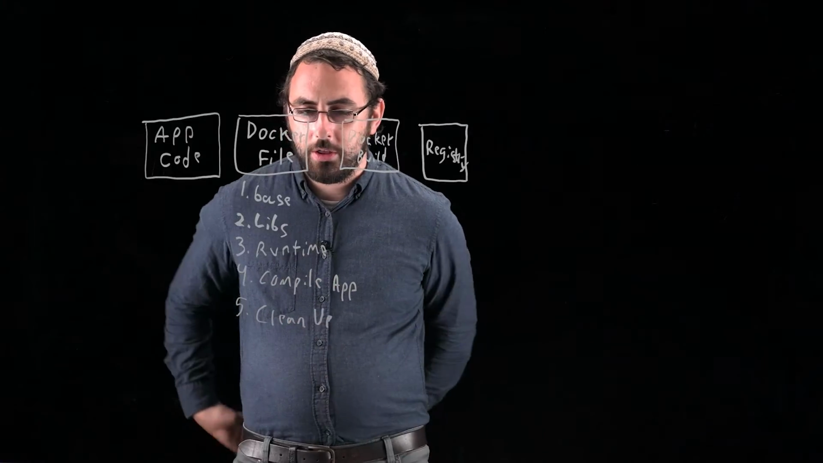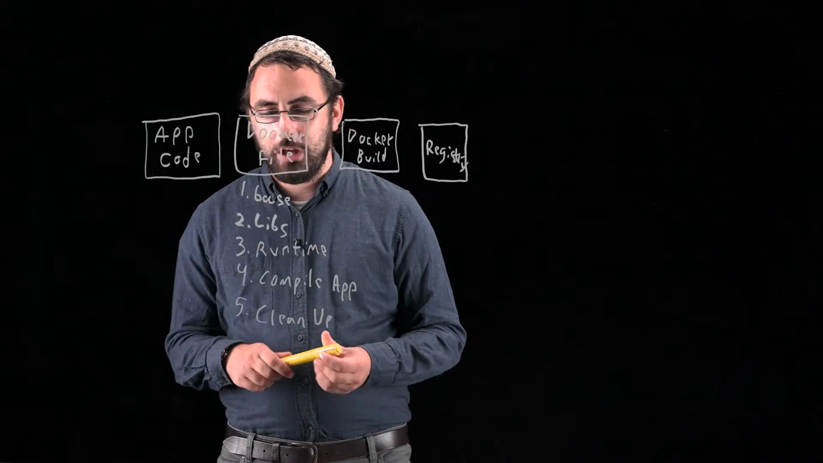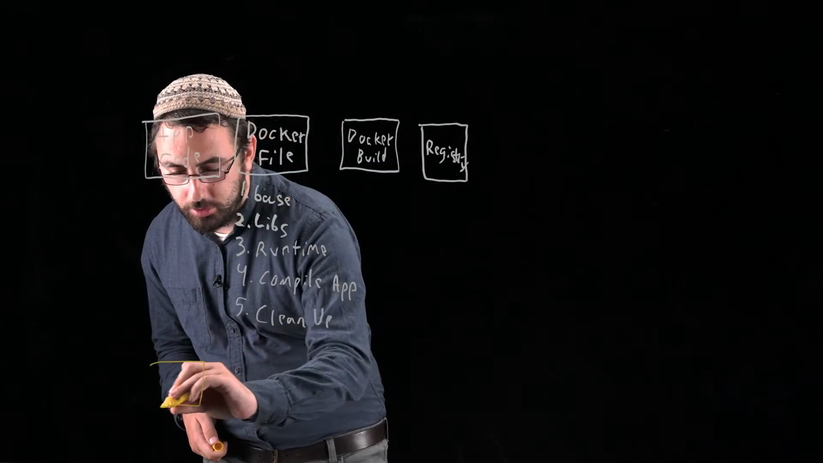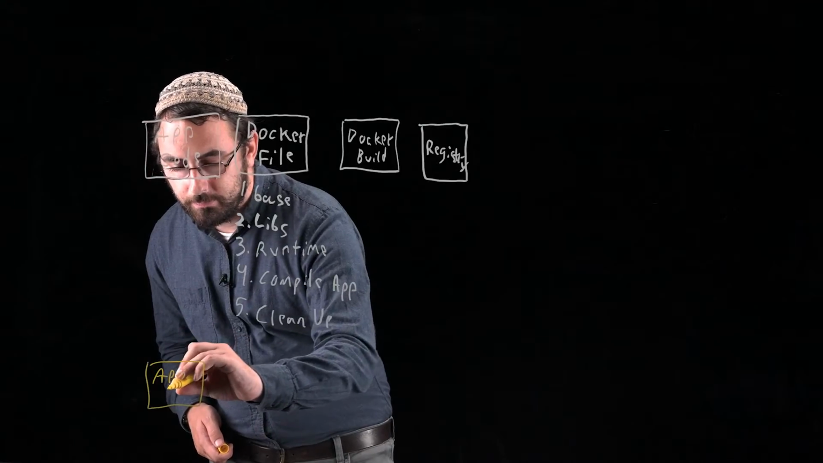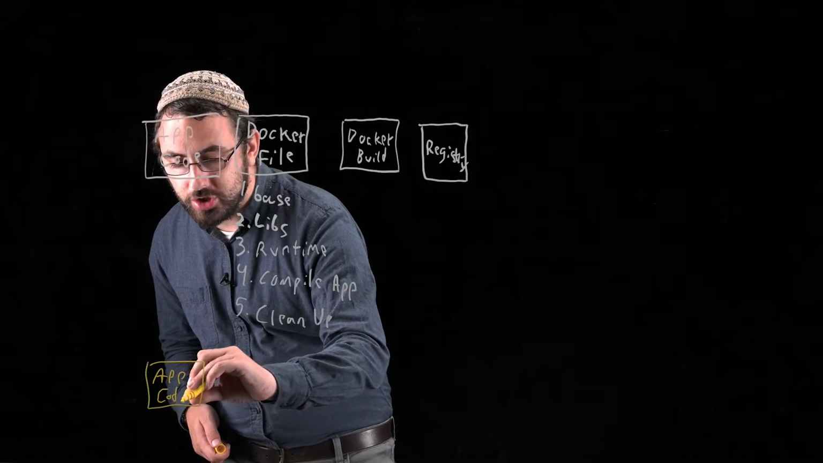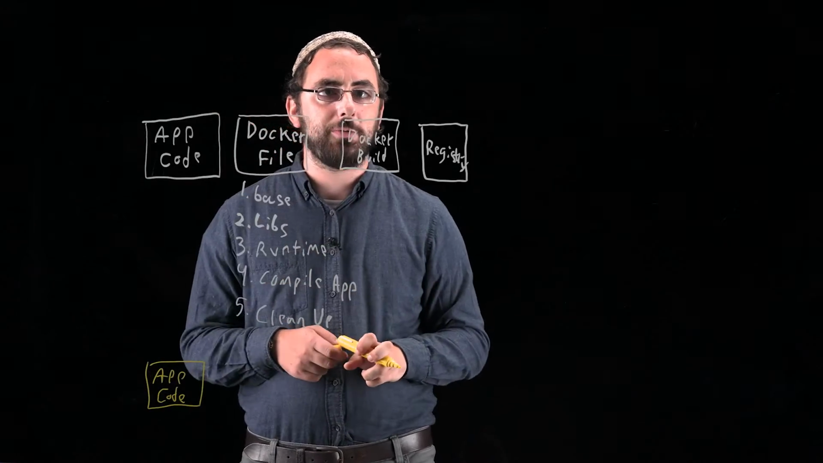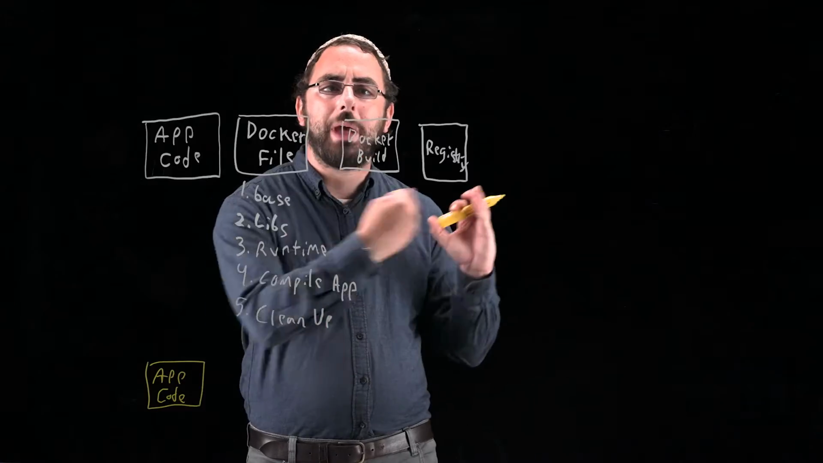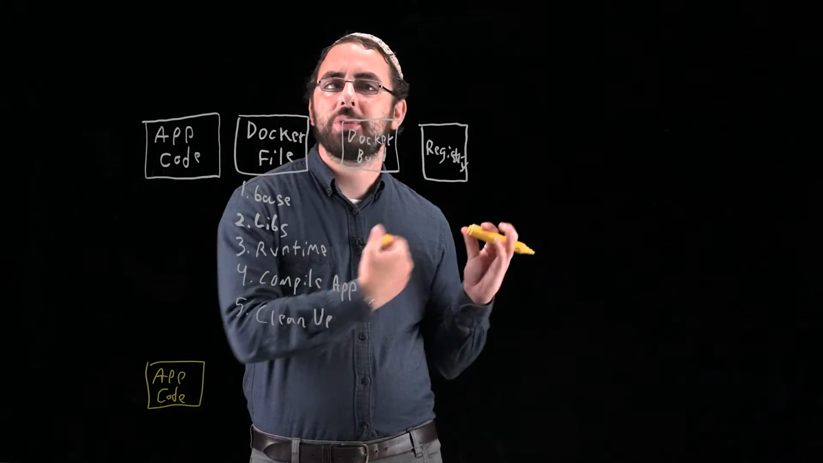So let's see how it does this. Now, the first step that we have when we build one of these images is going to be the exact same as it was before. We're going to have our application code. So nothing changes here. We write the same code as we would if we were using a Docker file.